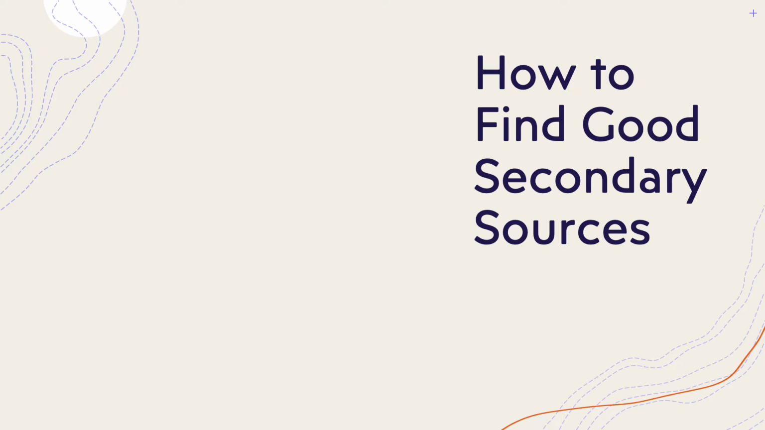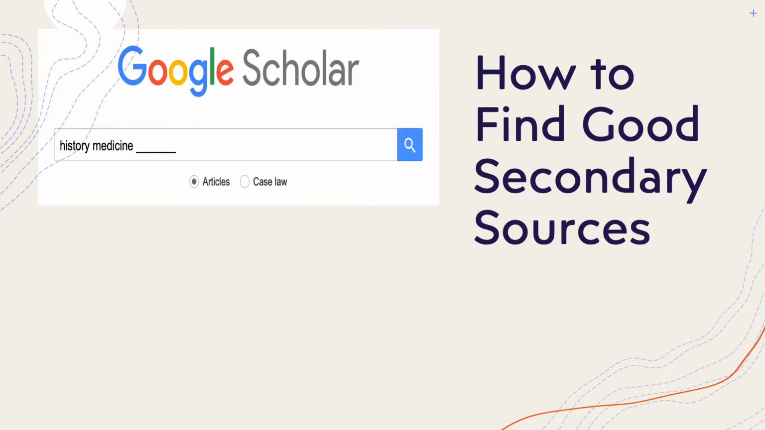So now that we know a little bit about what a secondary source is, the next question we have to tackle is, okay, so how do I go and find these? I tend to use Google Scholar as the go-to place at the beginning of a research project. Google Scholar is really great because it's basically a huge digital warehouse of academic publications.